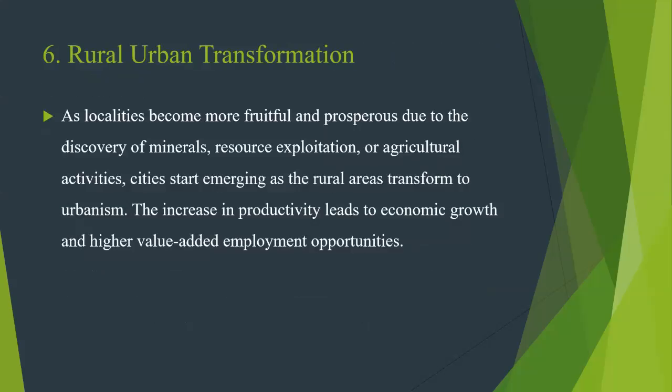One of the most important things which has come into light is rural-urban transformation. As localities become more fruitful and prosperous due to discovery of minerals, resource exploitation, or agricultural activities, cities start emerging as the rural areas transform to urbanism. So there are so many areas where there is discovery of minerals and resource exploitation. For example, Duliajan. Duliajan is an example. It is now known as an oil town.